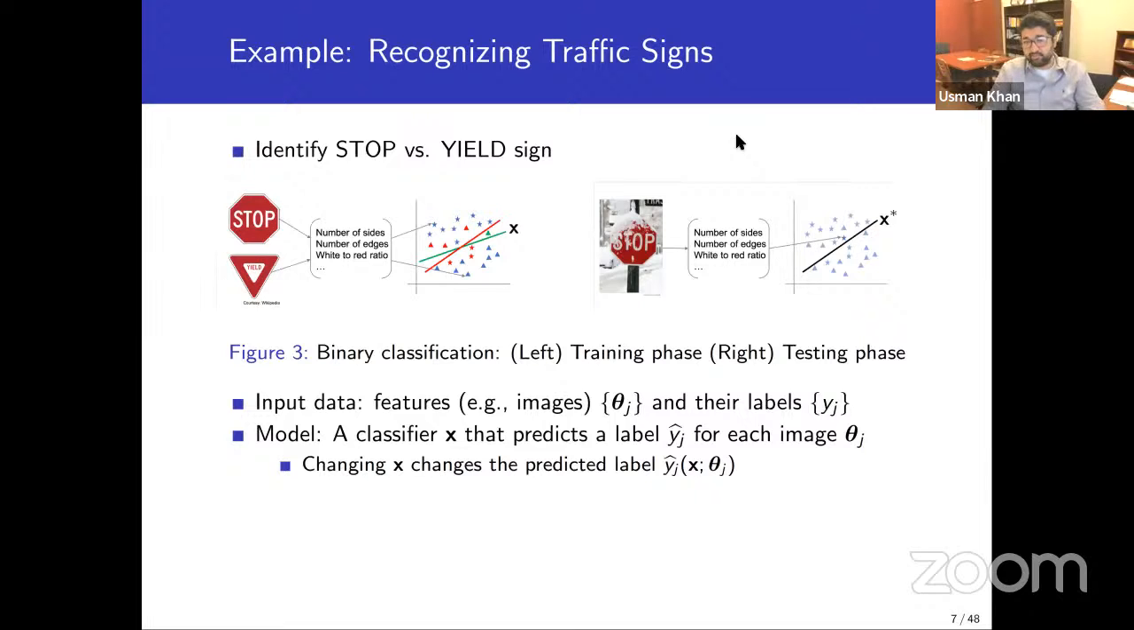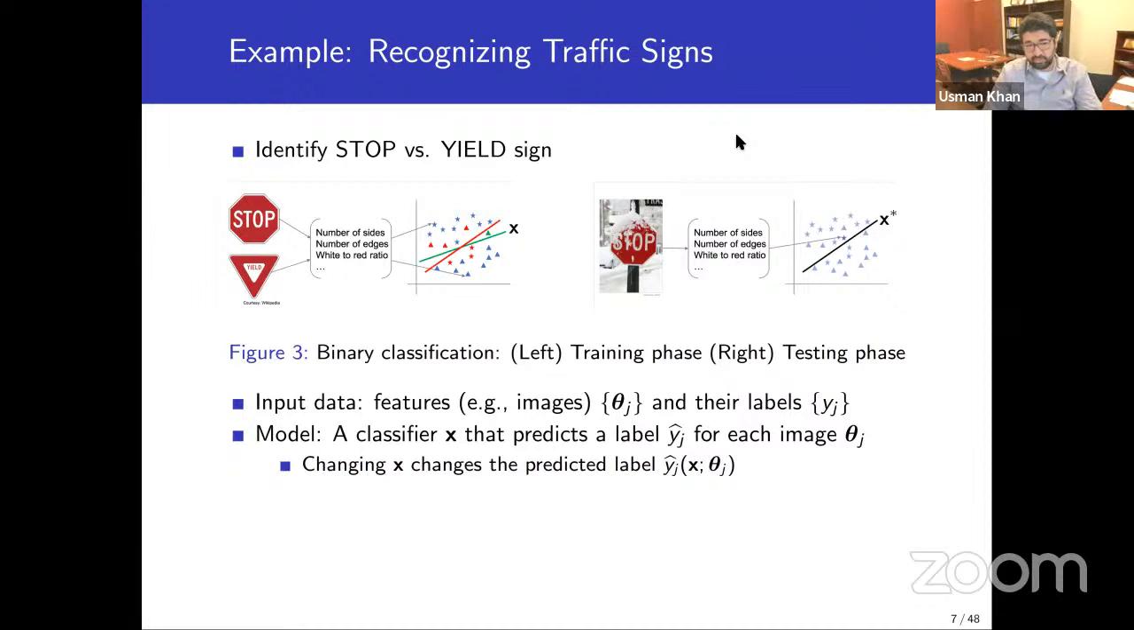We start with a very simple problem setup example. Think of recognizing 2 different images, in this case traffic signs. I want to build a model, a classifier, such that whenever I see a new image, the classifier tells me whether it's image A or image B. In this case, a stop sign and a yield sign. So let's build some mathematics around this problem.